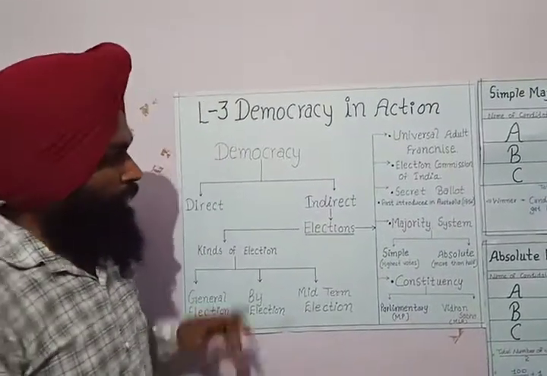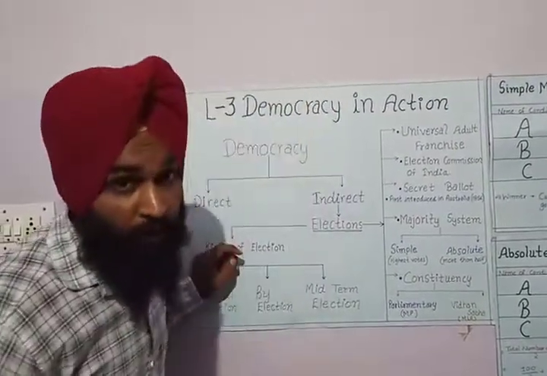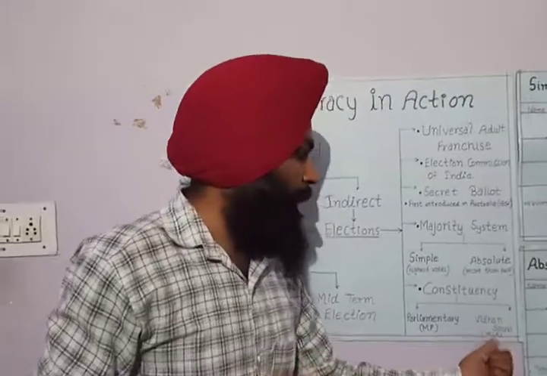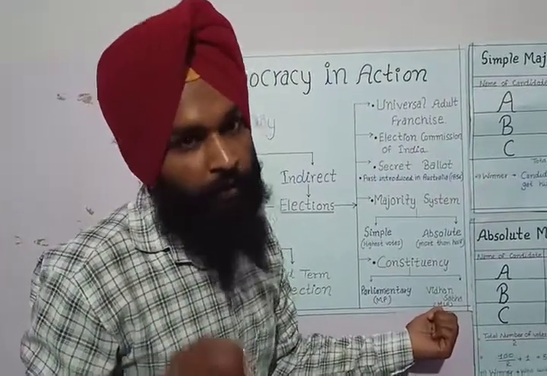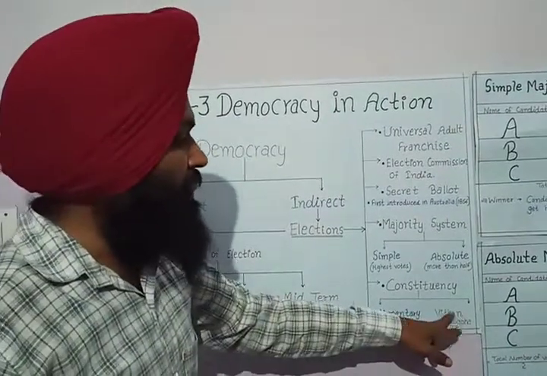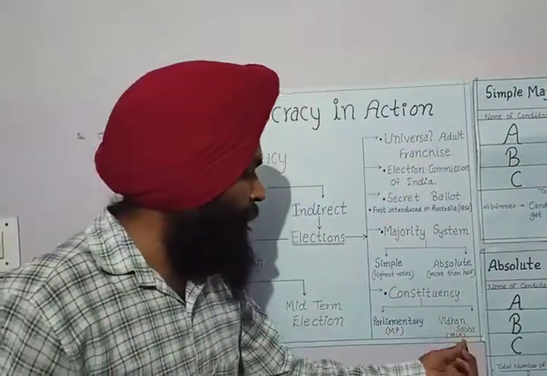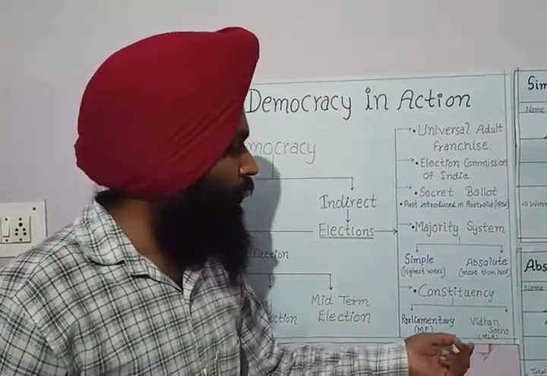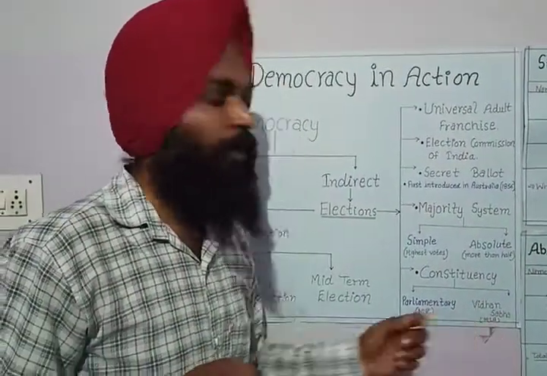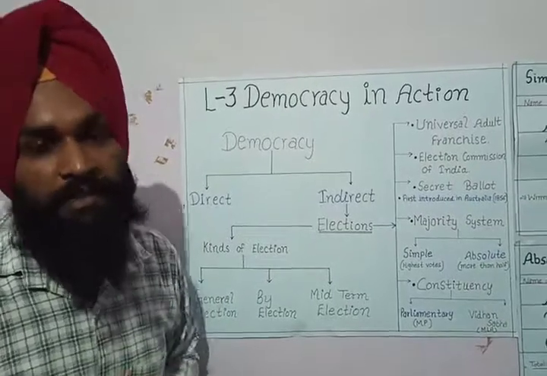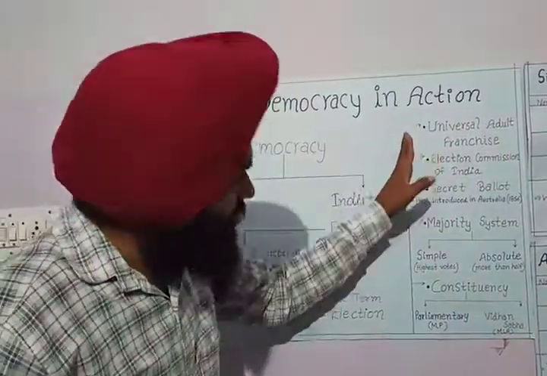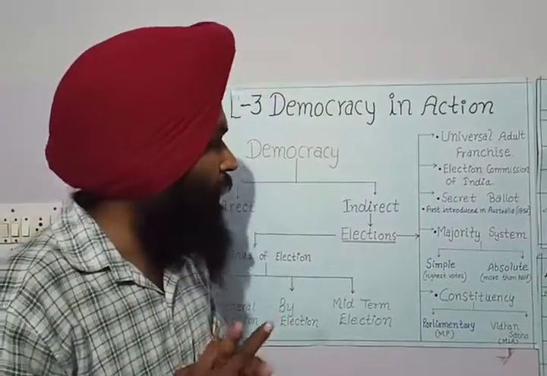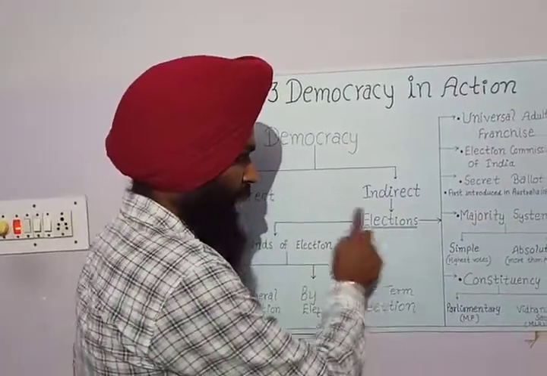Now next is the Vidhan Sabha constituency. The candidate who will be elected from the Vidhan Sabha constituency is known as MLA, the member of legislative assembly. Vidhan Sabha is a Hindi word; in English we say state legislative assembly. So the member who will be elected from the Vidhan Sabha is called MLA, member of legislative assembly. Clear? So this is the process through which we elect a democratic government.